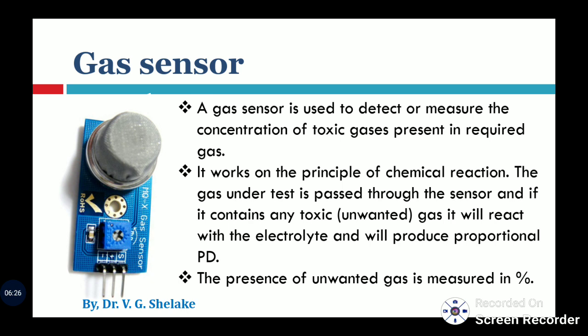It works on the principle of chemical reaction. When the gas under test is passed through the sensor and if it contains toxic gases, meaning unwanted gases, it will react with the electrolyte, a chemical in paste or liquid format, and will produce a proportional potential difference. When the gas is passed through the chamber on that electrolyte, it produces a potential difference.